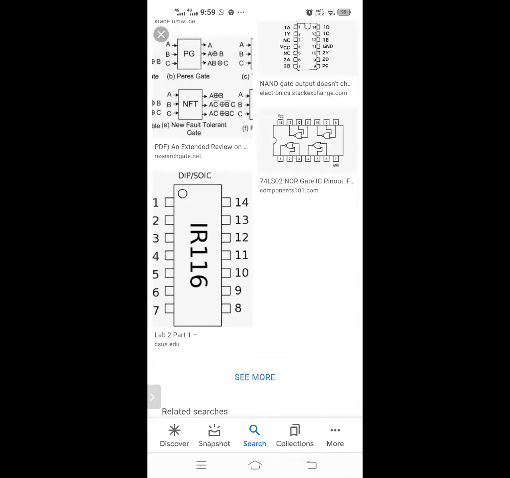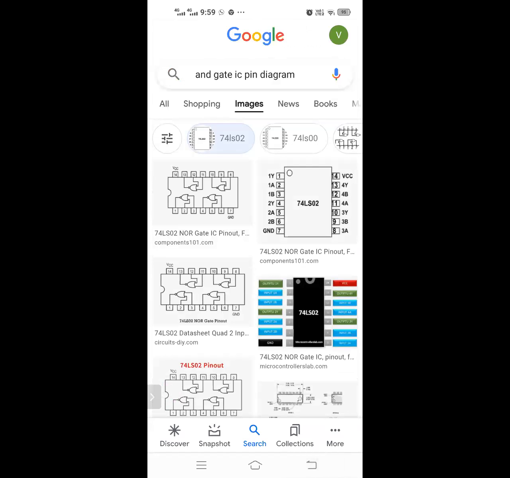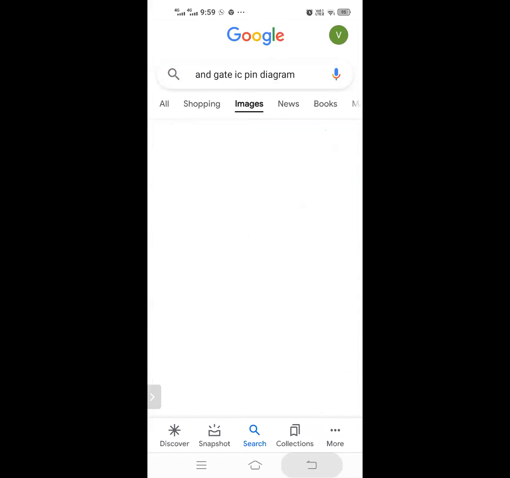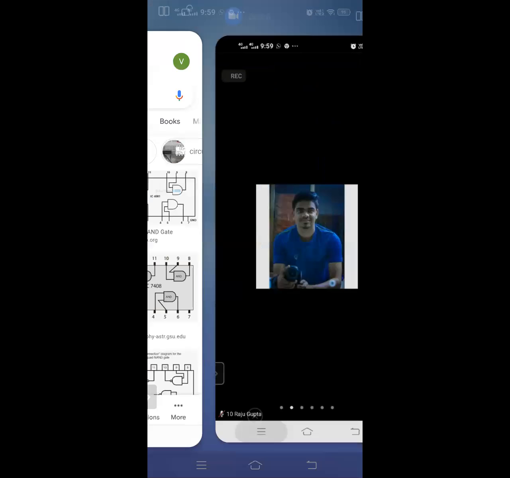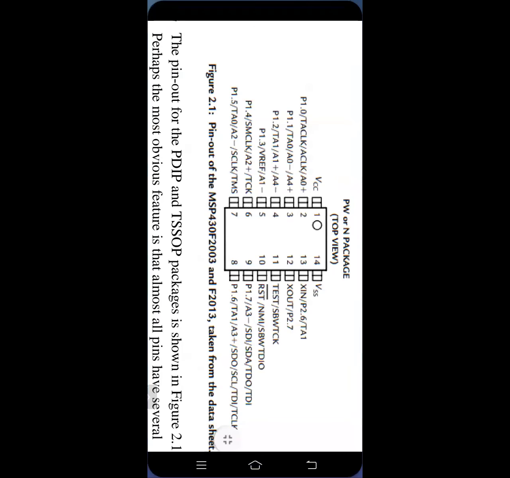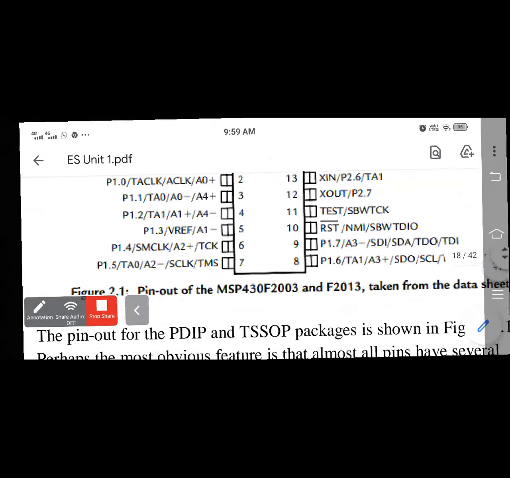So is it clear? So that is your about the gate. Clear? So from the number you can find out whether it is a gate, whether it is a microcontroller, or what it is. So are you clear with this? Yes. Okay. So now see this. That is the diagram given over here, which we have to study.